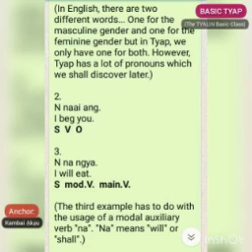The second example is Nyang. Nyang, I beg you. And then the third example is Nangya. Nangya, I will eat. The third example has to do with the usage of a modal auxiliary verb, na. Na means will or shall.